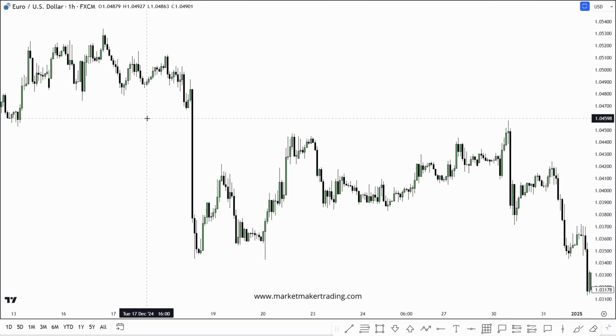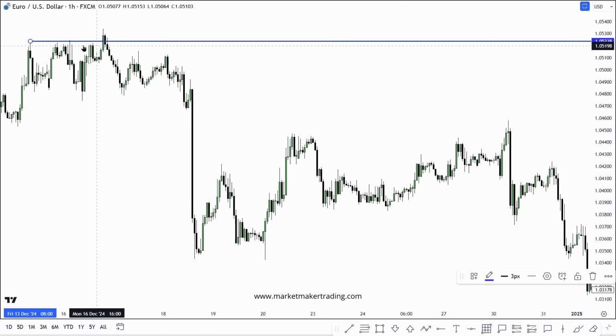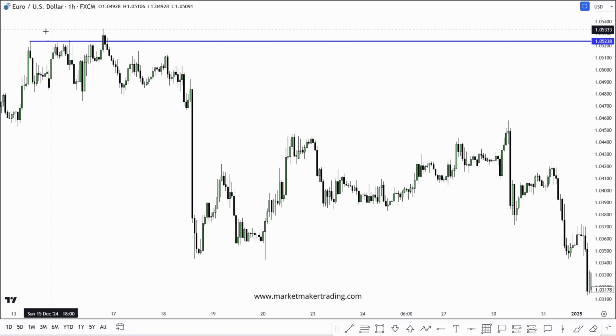For example, here we have the euro dollar, and this is on the 1 hour time frame. We can see above these highs, what is this? That's right, these are relative equal highs. And what's resting above these highs? Buy side liquidity, right? But what specifically? Right, buy stops. And what's the other one? Yeah, stop orders, right?